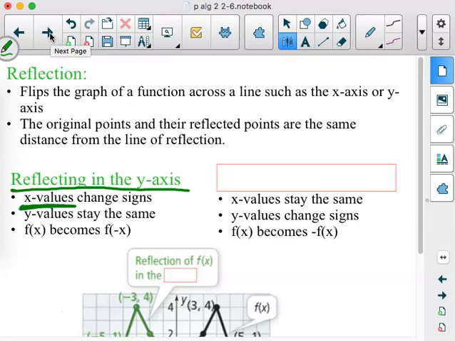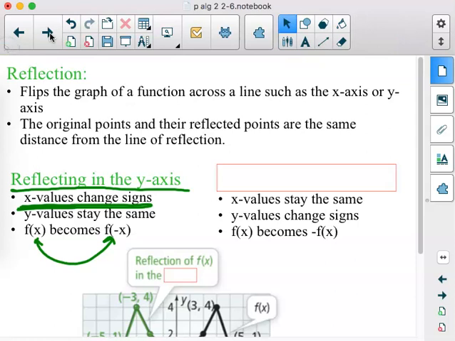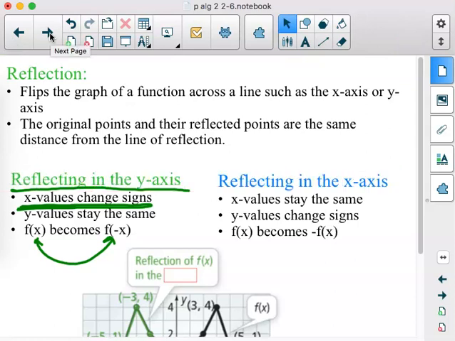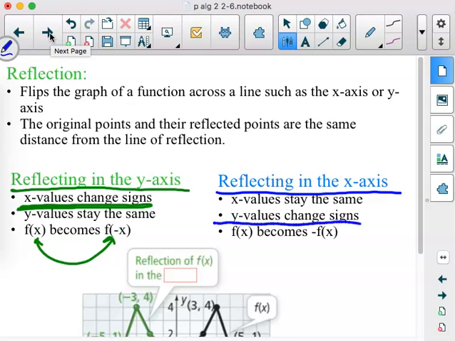Now, if we reflect in the y-axis, so write that in one of these fancy colors, and then underline this. If we reflect in the y-axis, the x values change signs. Not the y's, they stay the same. So f of x becomes f of negative x because the x values change signs. If we reflect in the x-axis, so write that in a different color, the y values change signs, so underline that. And f of x is y, so f of x will become negative f of x.